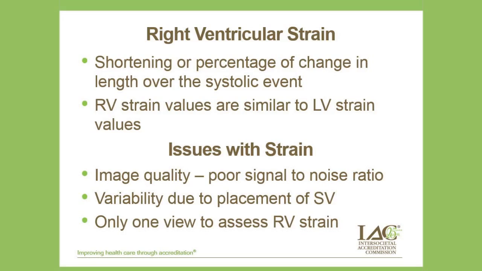Issues with strain are the same as they are on the left side of the heart. Image quality is a huge issue for us. If we have poor signal-to-noise ratio, we're going to have trouble with the strain. There's also going to be variability due to the placement of our sample volume, so we need to place that carefully. And also remember, when doing left ventricular strain we have 3 views. Here we only have 1 view with right ventricular strain.